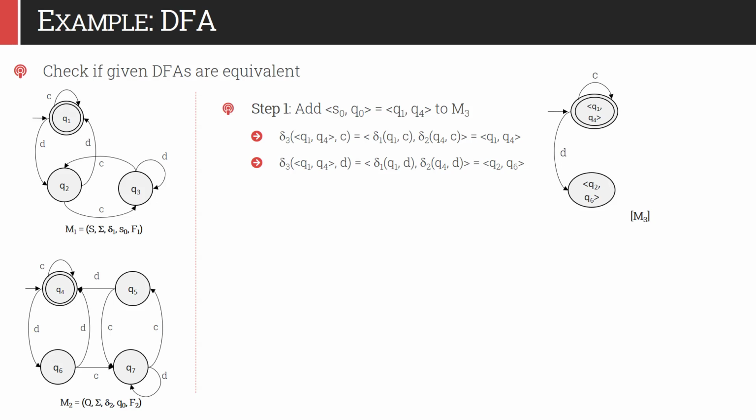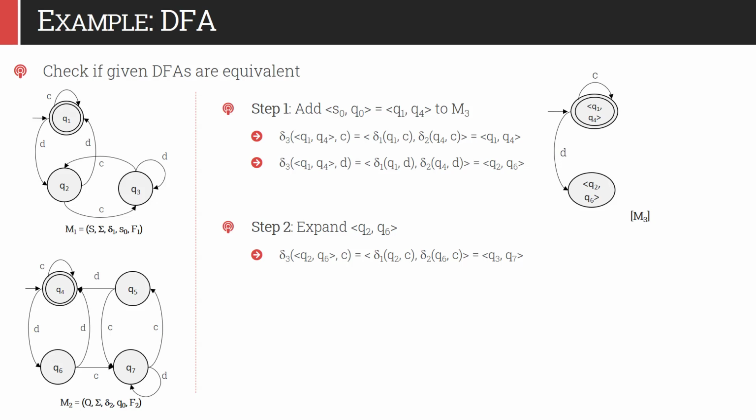Same process we have to repeat for the newly generated state Q2, Q6. So let us expand Q2, Q6 for input alphabet C and D. When we read C from Q2, Q6, it will give us Q3, Q7. Fine. So Q2 is in M1. If we read C from Q2, it leads us to Q3 state. And Q6 is in M2. If we read C from Q6, then it leads us to the Q7 state.